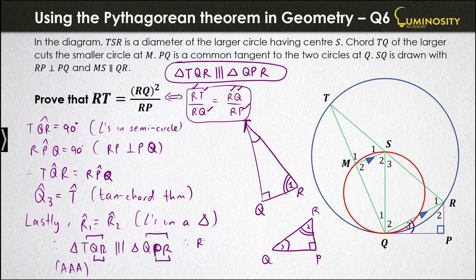So if I look at RT divided by RQ, in that same sequence, we must have RQ divided by RP. All right, and that's exactly what we want to prove, because when we cross multiply, you get back this expression here. That equation. Awesome. So that's how we would do this one.